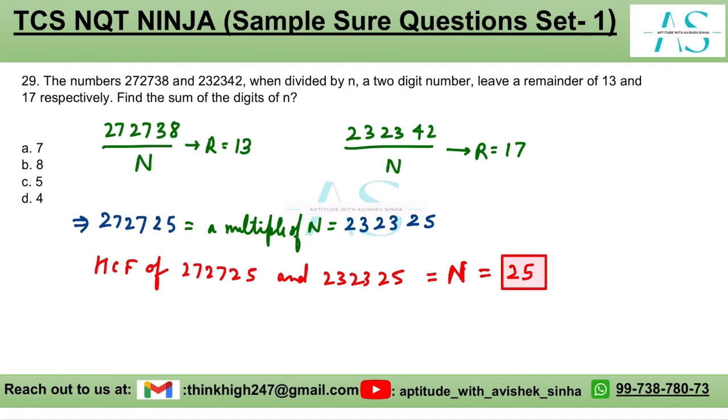Now what is asked in the question? Sum of the digits of n. So SOD, sum of digits of n is 2 plus 5, which is nothing but 7, and that is the required answer. So I'll mark option A, answer 7. That is my correct fit.